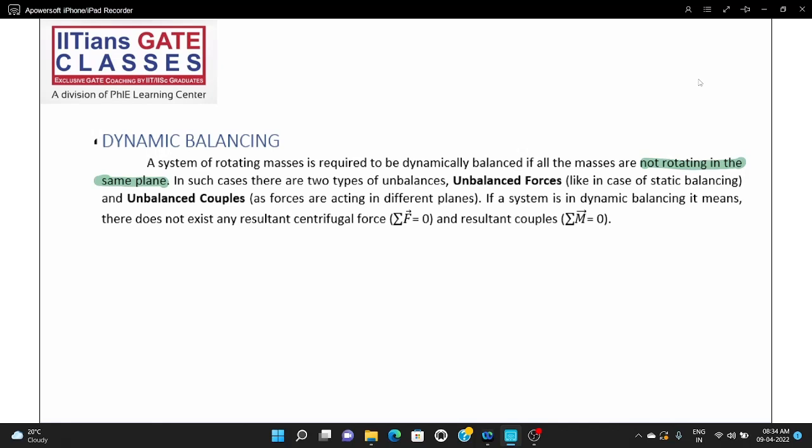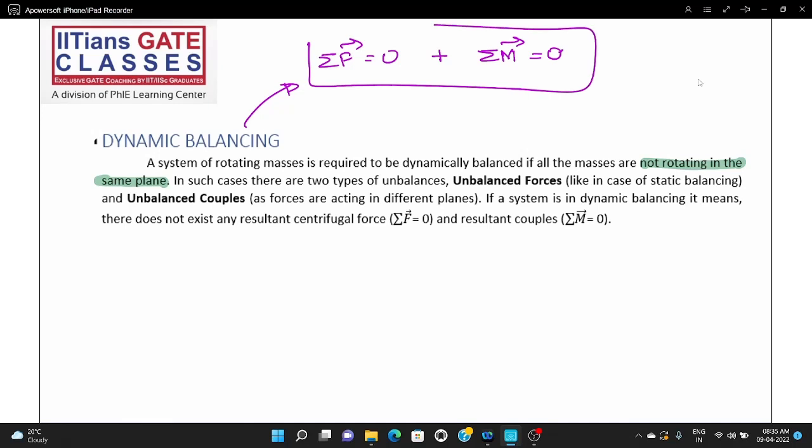So the foremost objective question that can be asked is, for static balancing, it is only summation of force, but for dynamic balancing, you have to do both: summation of force equal to 0. You have to ensure only when it is statically balanced, there can be a dynamic balancing. Plus summation of moment should also be equal to 0. So this is basically dynamic balancing.